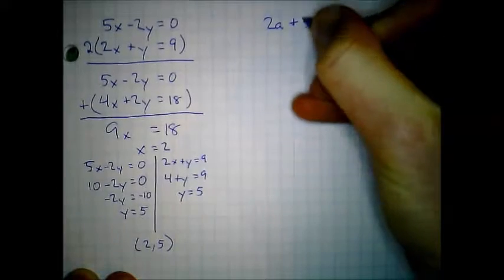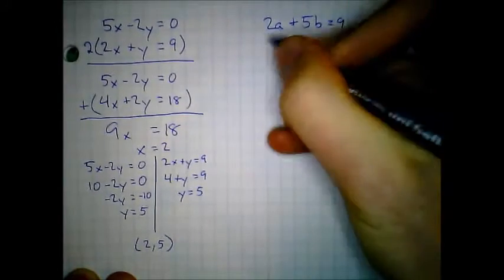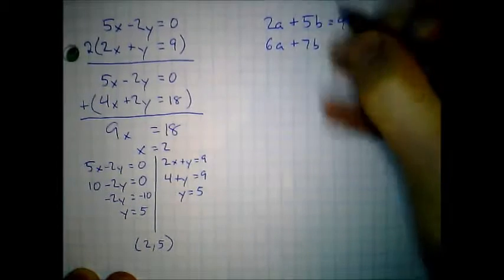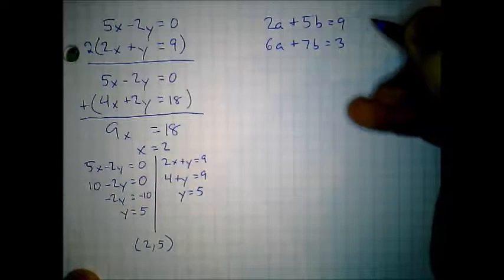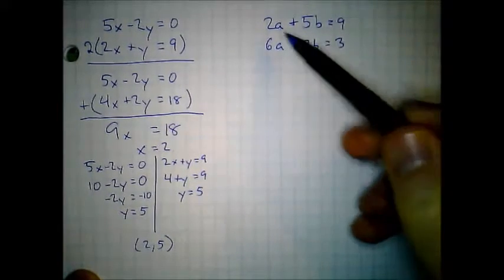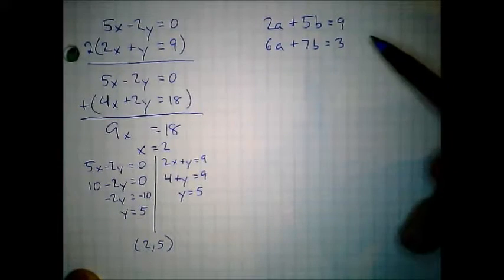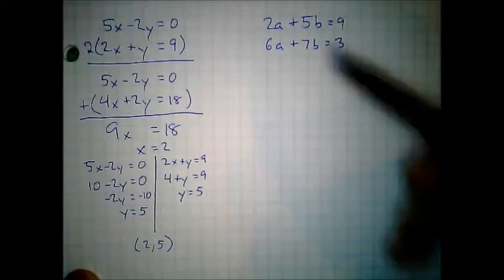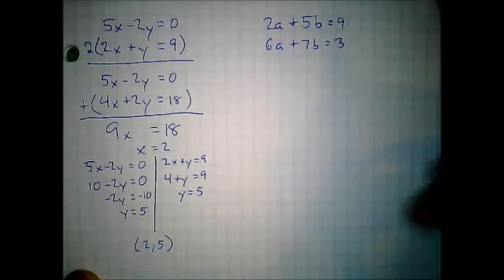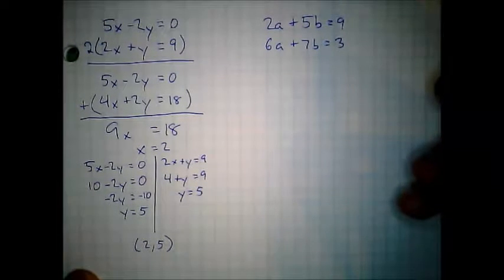2a plus 5b equals 9, and 6a plus 7b equals 3. So first thing, we have a system of equations. Our a's and our b's equal a total in both of our equations. That means they're both in standard form, so we're going to use elimination. We're not afraid of the different variables. We know we solve them the same way. Just because they're not x and y doesn't mean we do anything different.